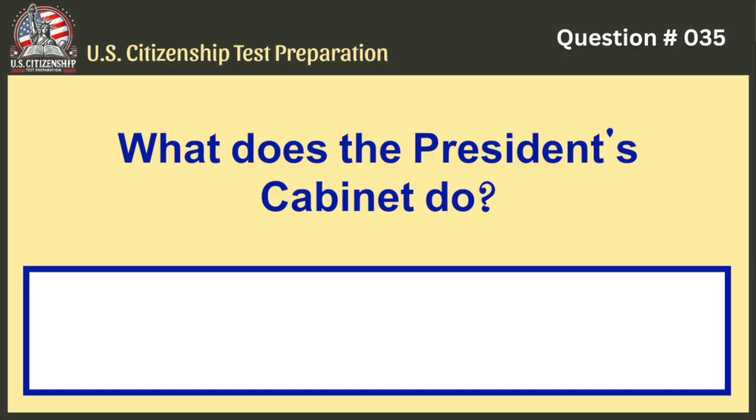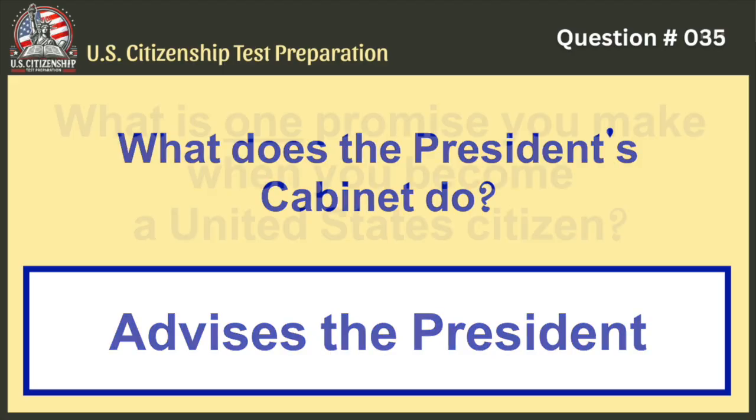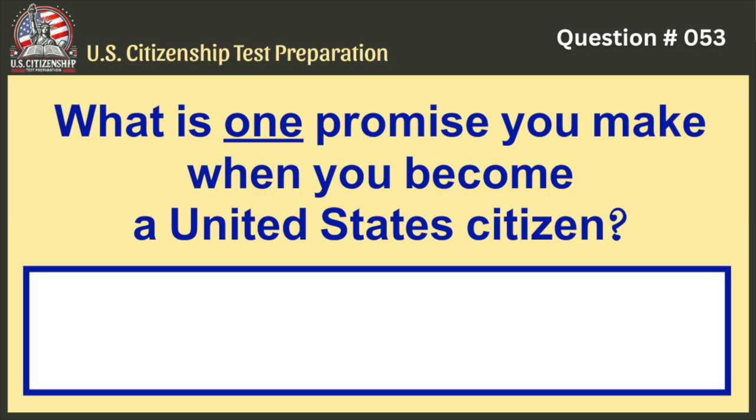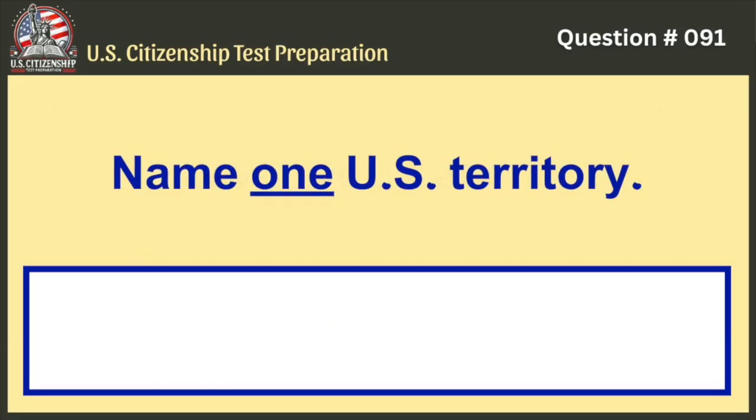What does the President's Cabinet do? Advises the President. What is one promise you make when you become a United States citizen? Obey the laws of the United States. Name one U.S. territory. Guam.